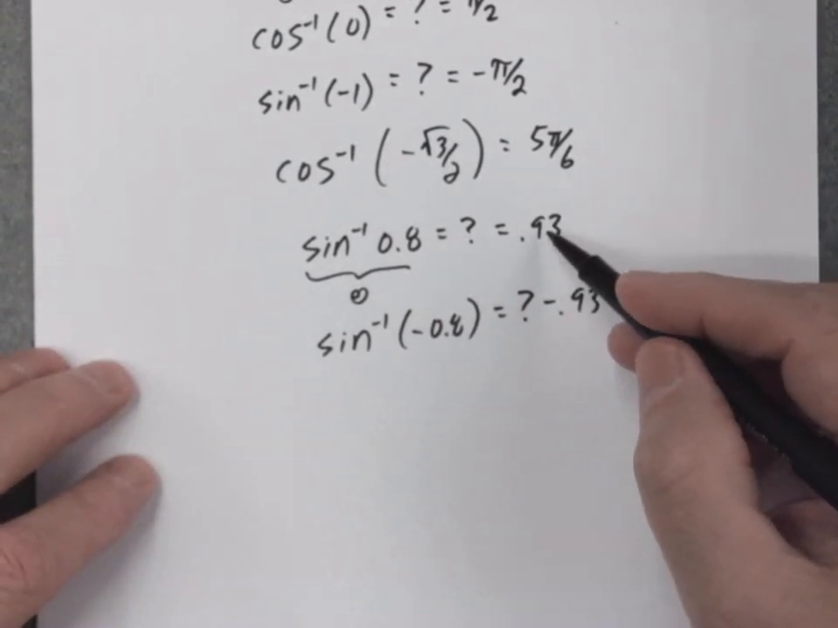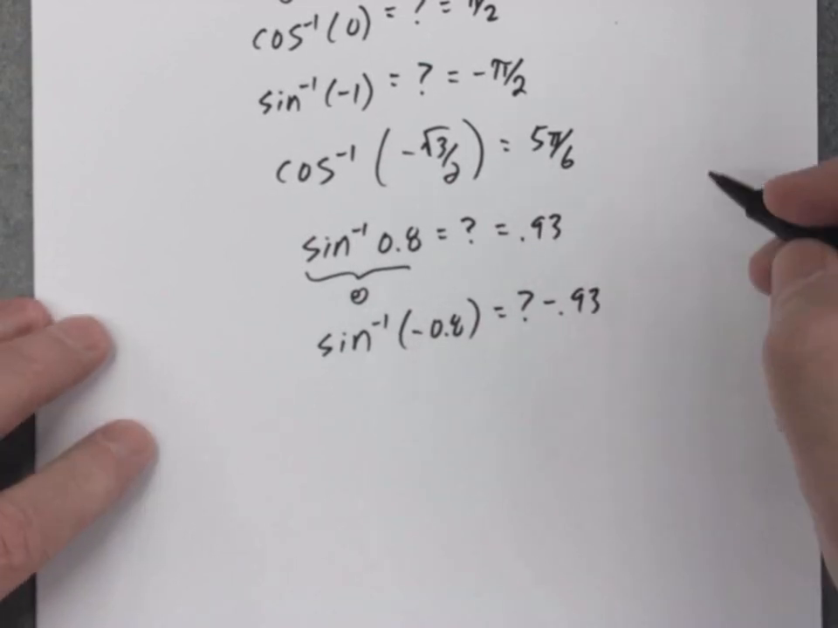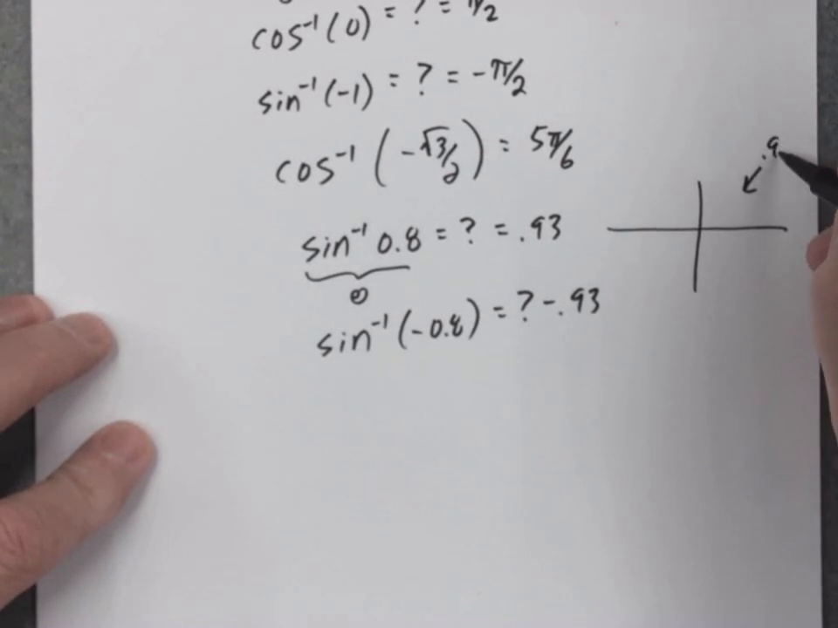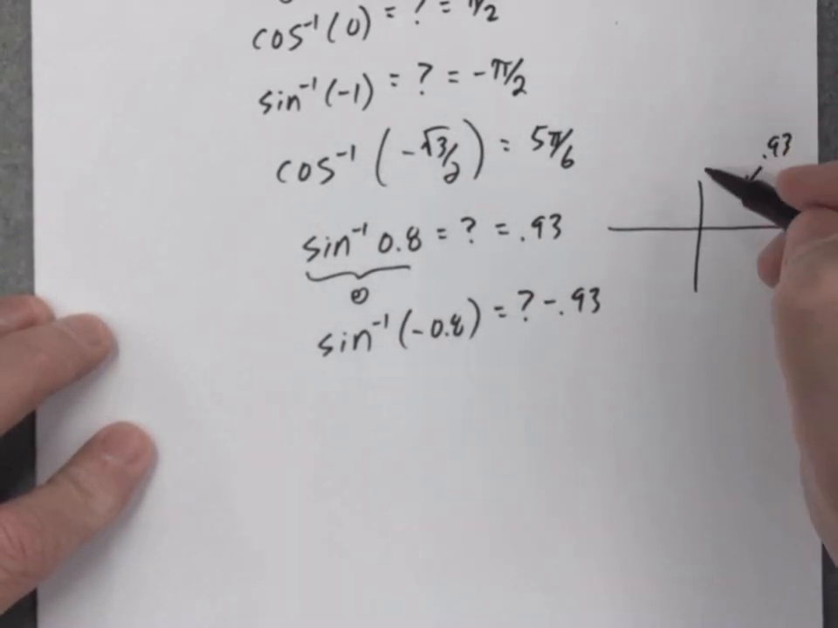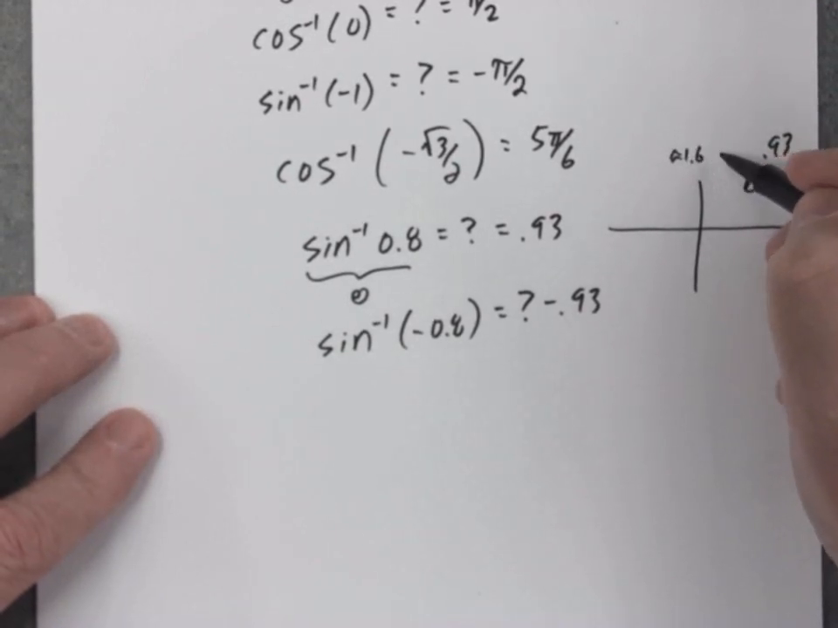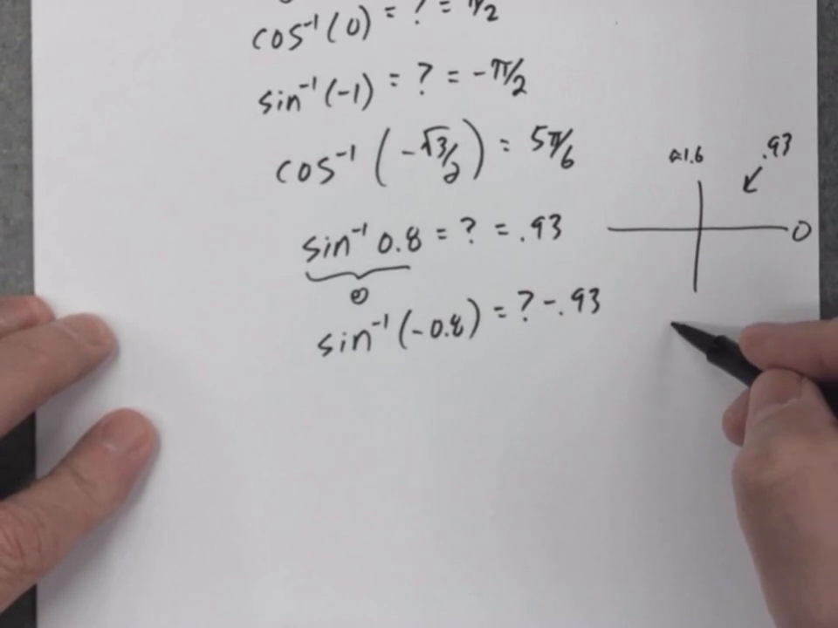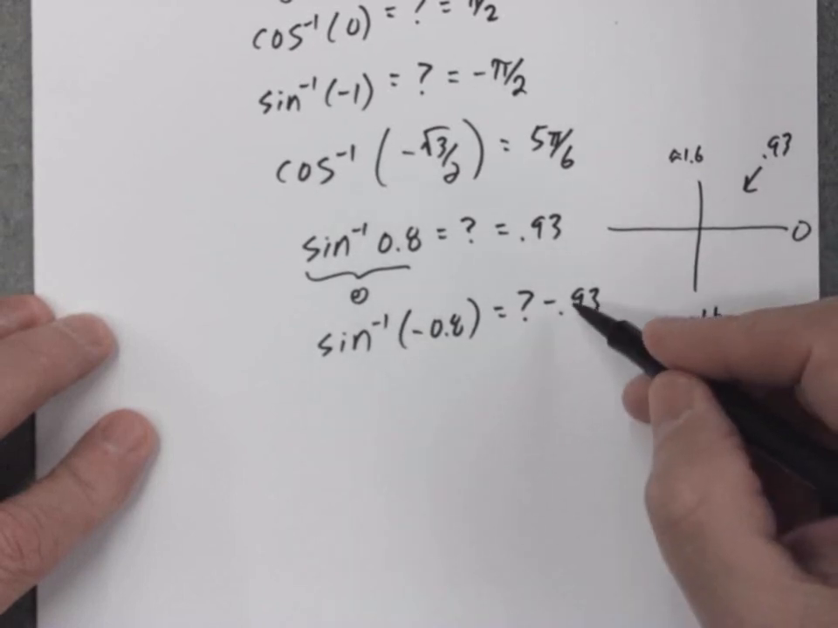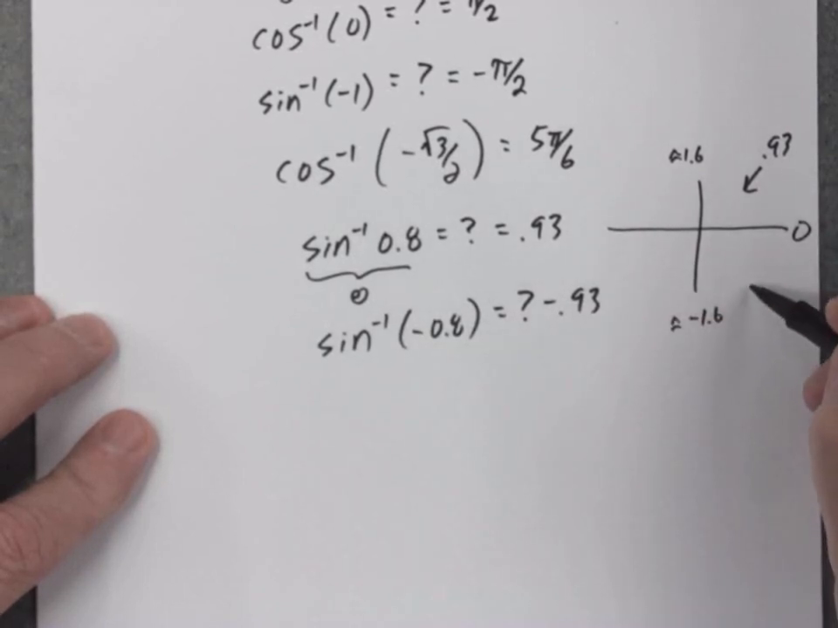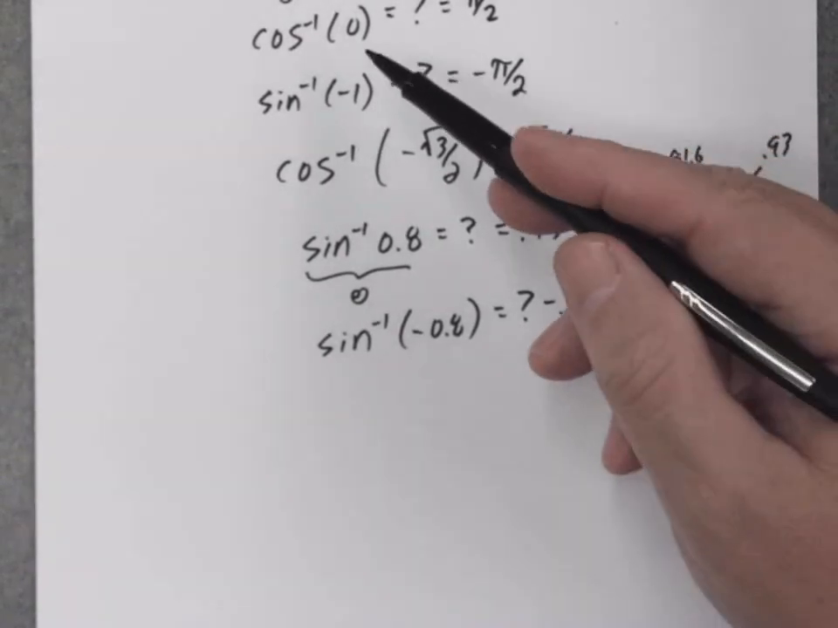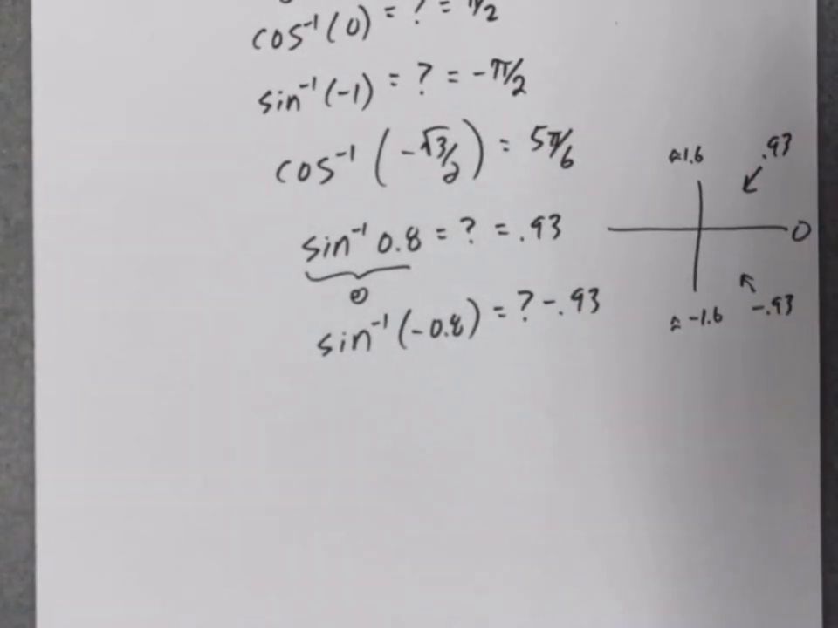So the first answer is an angle up in the first quadrant. 0.93 is in here somewhere, 0.93 radians, because this is 0, pi over 2 is around 1.6 radians, and down here is approximately negative 1.6 radians. So negative 0.93 is in here somewhere. But the bottom line is, if you're asked to find inverse trig functions of non-special angles, it's just a matter of using your calculator.